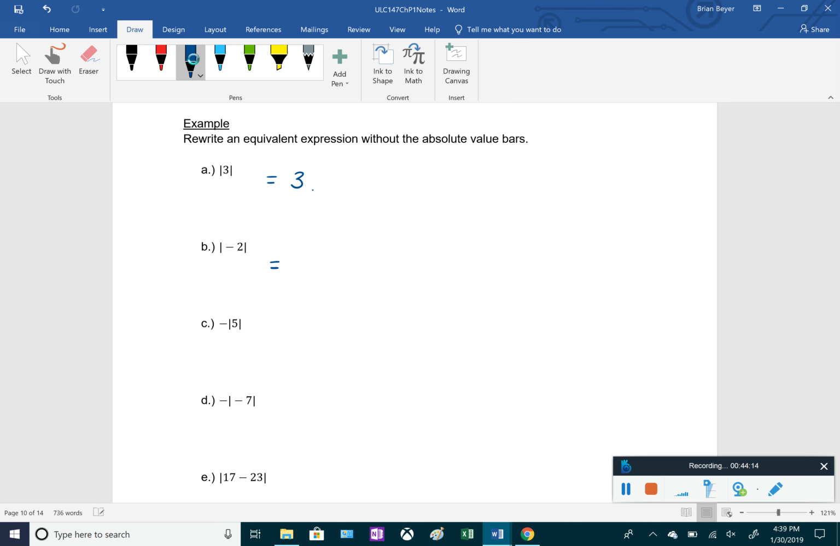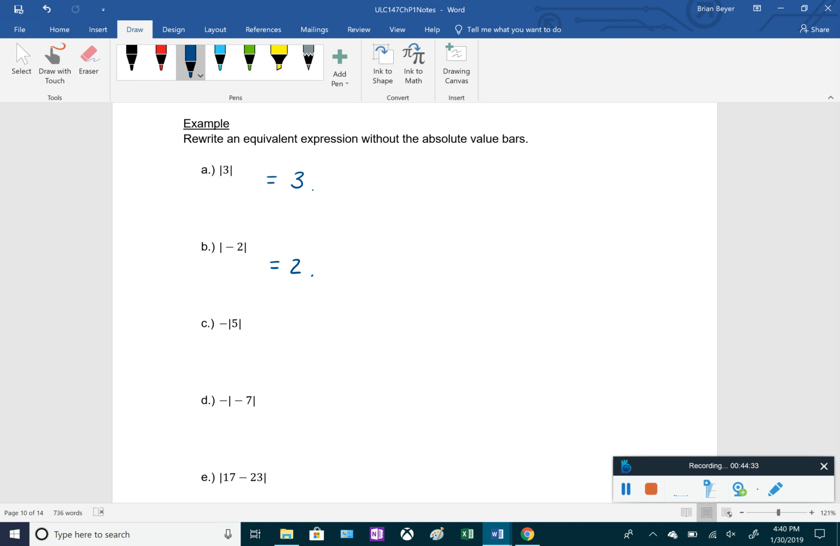For -2, this is the absolute value of -2. How far is -2 away from 0 on the number line? That is 2 units. So all you have to do is just drop the absolute value bars and make what's inside of it positive, and that's it. But you should think of it as a distance from 0.